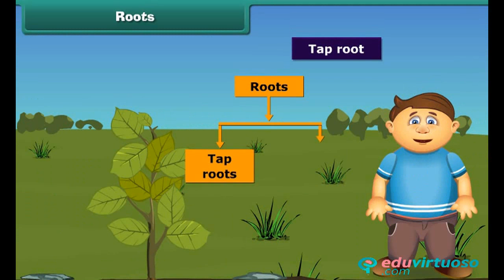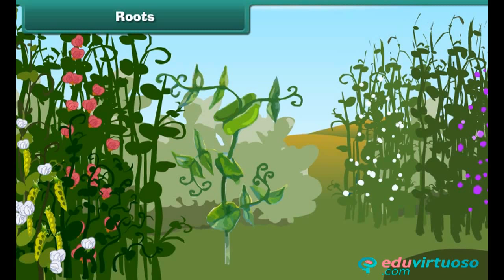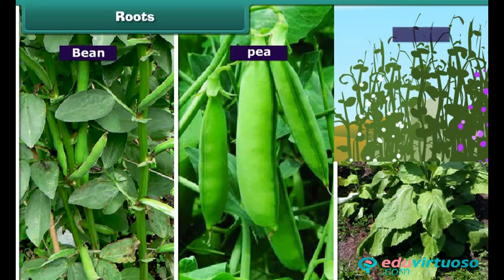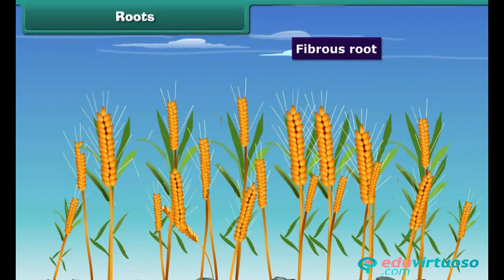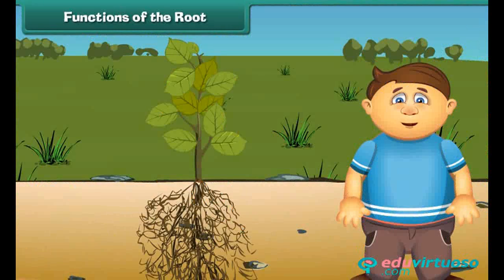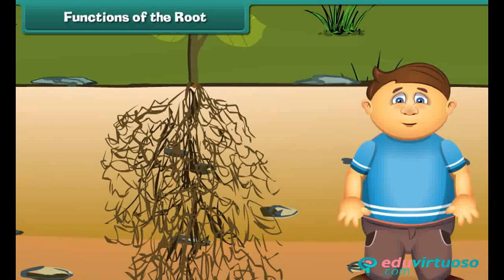The root is the non-green part of the plant which grows under the ground. Do you know that there are mainly two types of roots? Tap roots and fibrous roots. But what are they? In a tap root, there is a main thick root that grows deeper in the soil. Several weak and thinner roots grow out from this main root. Tap roots are generally found in bean, pea, and mustard plants.